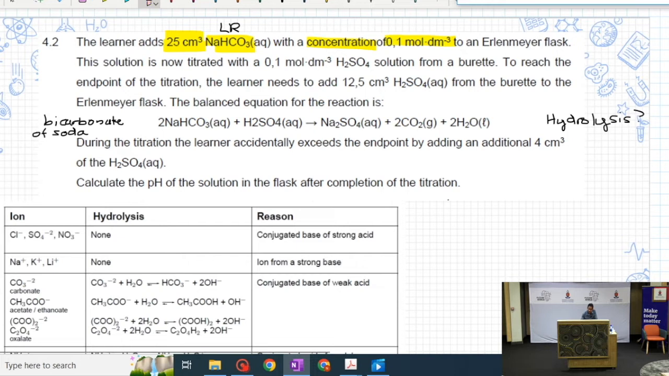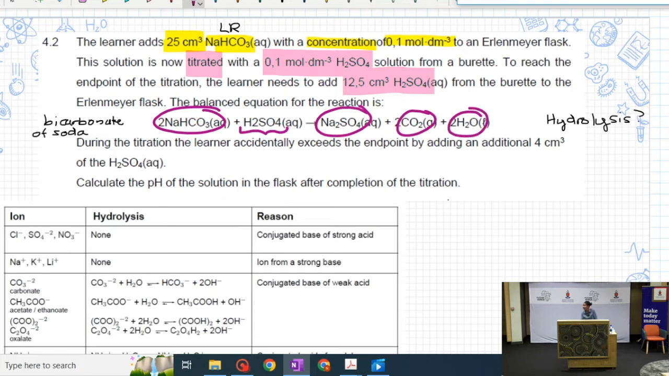They say the solution is now titrated with 0.1 mole per decimeter cubed H2SO4 sulfuric acid solution from a burette. To reach the end point of the titration, the learner needs to add this amount, 12.5 centimeters cubed of sulfuric acid from the burette to the Erlenmeyer flask, and they gave you the balanced chemical equation. So as you guys can see over here, if you recall from grade 11, when we have a metal carbonate reacting with an acid, we're going to produce a salt, carbon dioxide, and water. Okay, that is from grade 11.